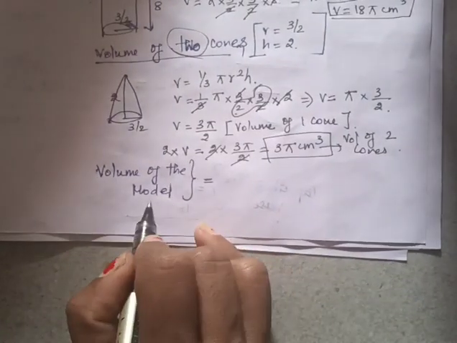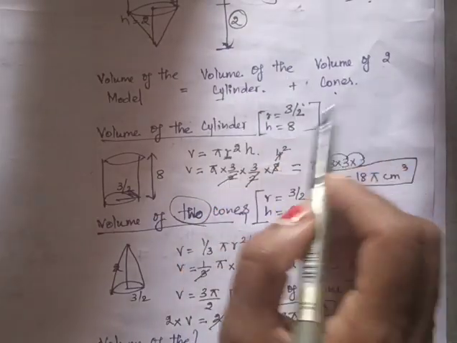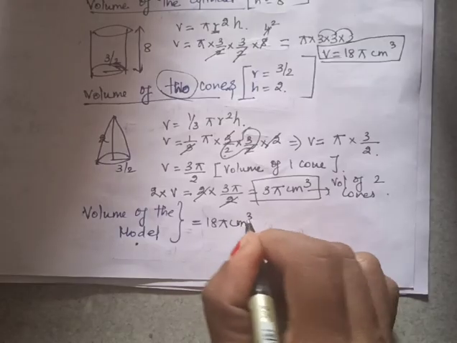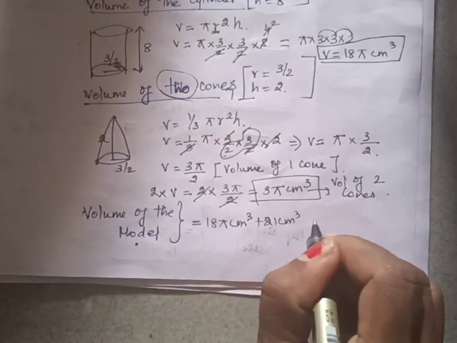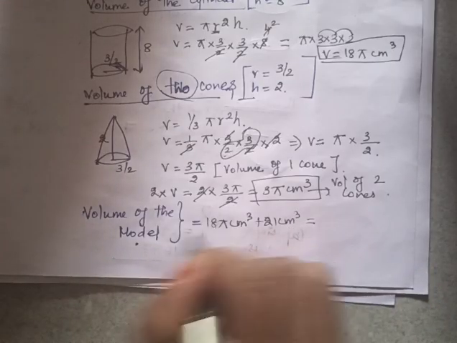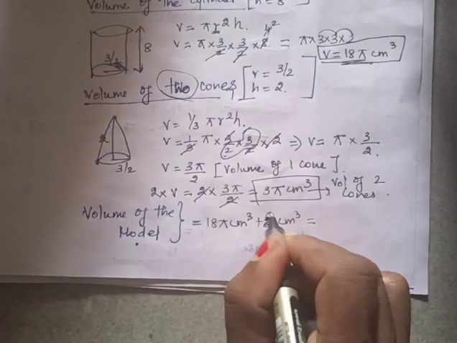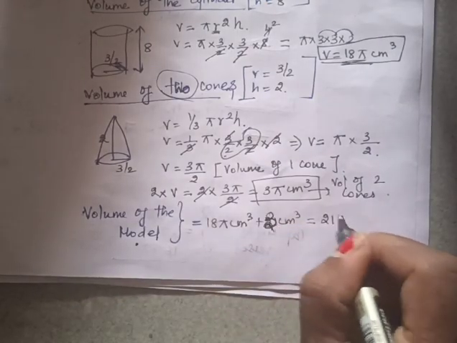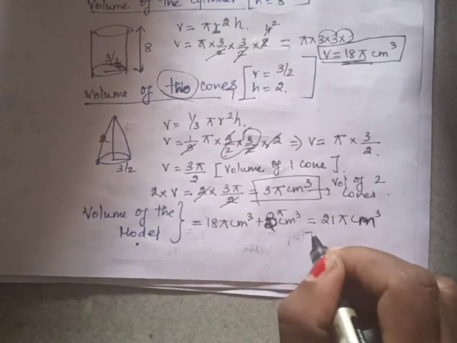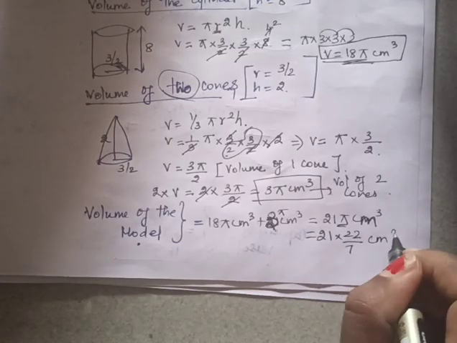Next, the volume of the model. The volume of the model is the sum of the volume of the cylinder and the volume of the cone. By adding these two values, 18 pi centimeter cube plus 3 pi centimeter cube, we get 21 pi centimeter cube. Applying the pi value 22 divided by 7 into centimeter cube.